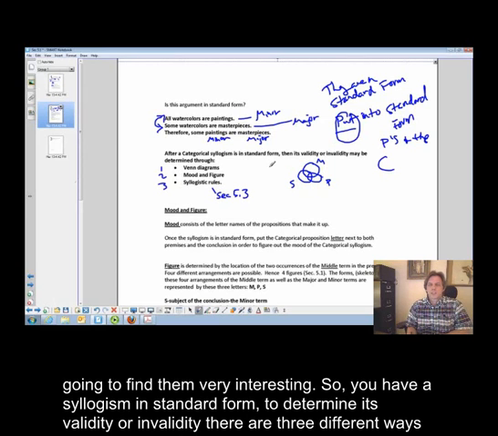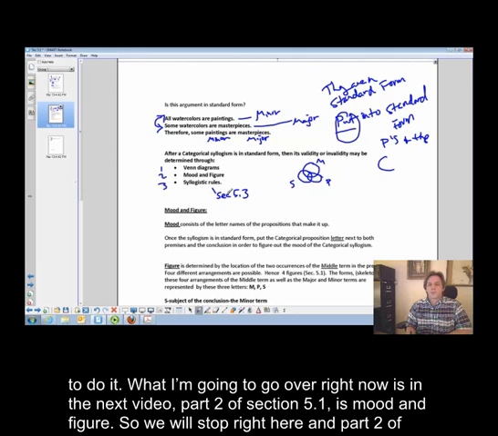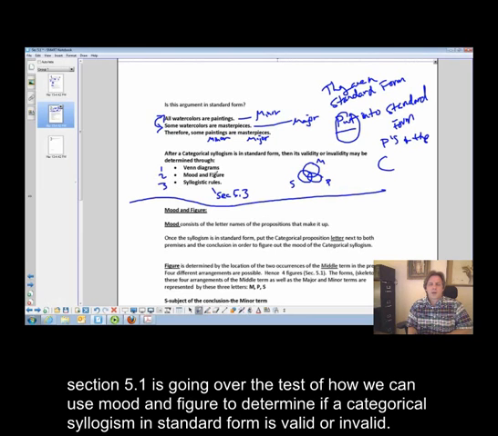So you have a syllogism in standard form. To determine its validity or invalidity, there are three different ways to do it. What I'm going to go over in the next video, part 2 of section 5.1, is mood and figure. So we will stop right here, and part 2 of section 5.1 is going over the test of how we can use mood and figure to determine if a categorical syllogism in standard form is valid or invalid.